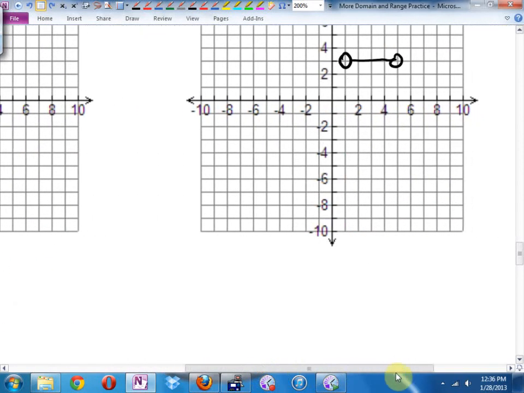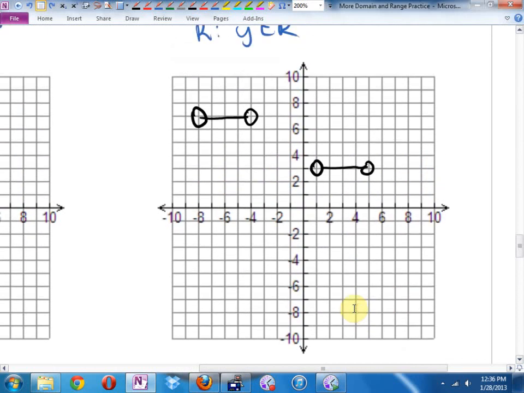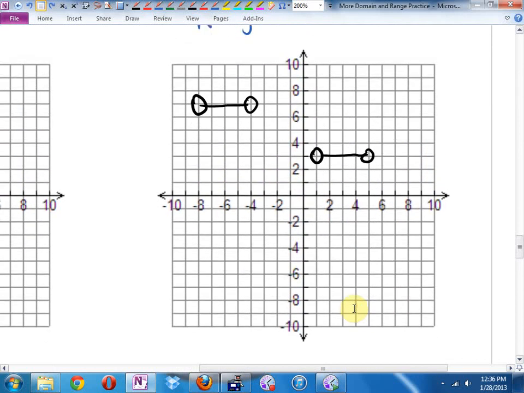Well, that was kind of cool. Ooh. How many graphs do you see here? How many statements do you think I'm going to have? Probably. Function?